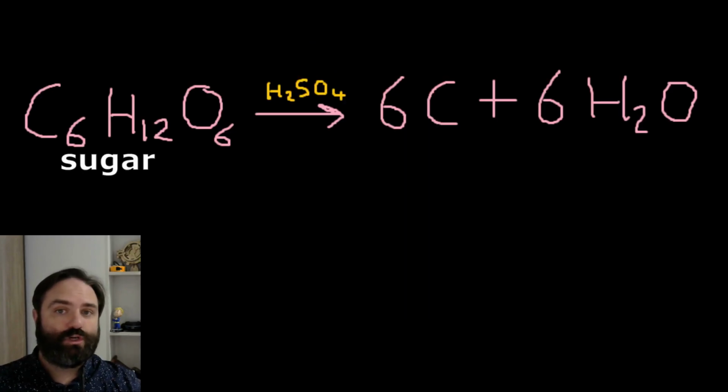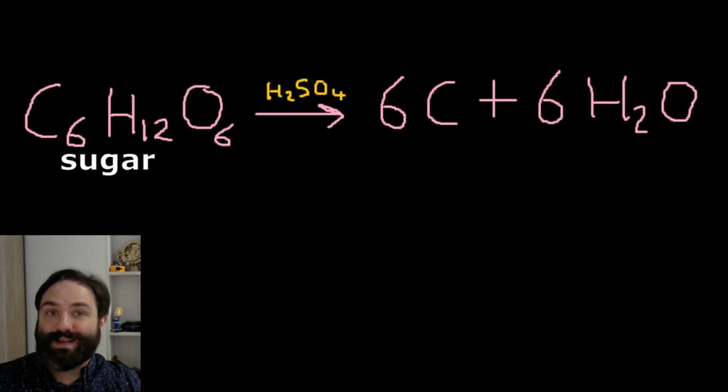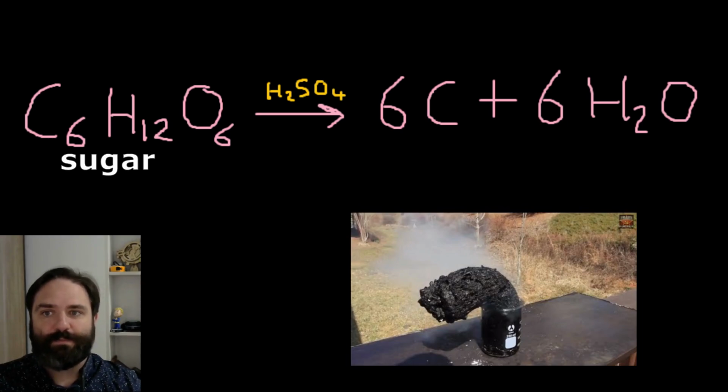For example, sugar has the formula C6H12O6. You can probably see that there is hydrogen and oxygen in there in a 2-to-1 ratio. That can be turned into water, H2O. If you add concentrated sulfuric acid to the sugar, it will remove that water and it will become carbon in a quite spectacular reaction. I'll put a link to somebody else's video of that reaction in the description of this video so you can see what I mean.